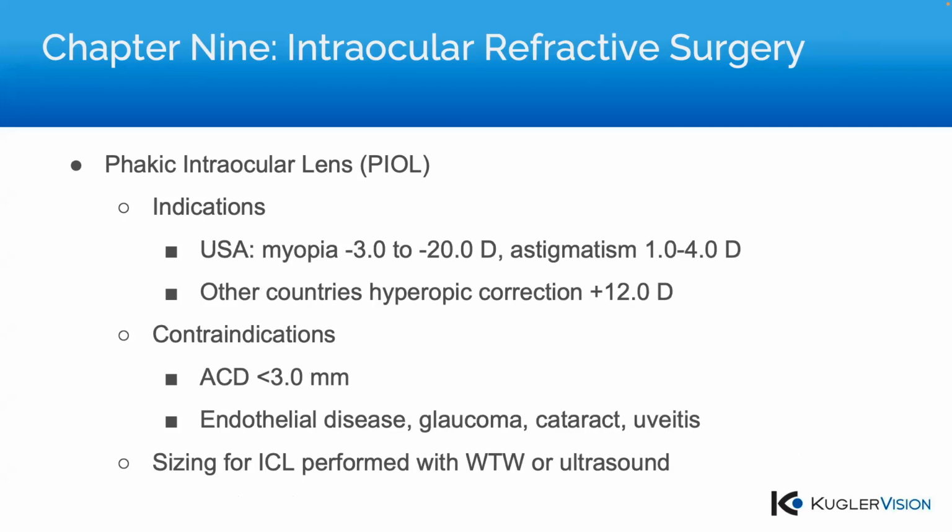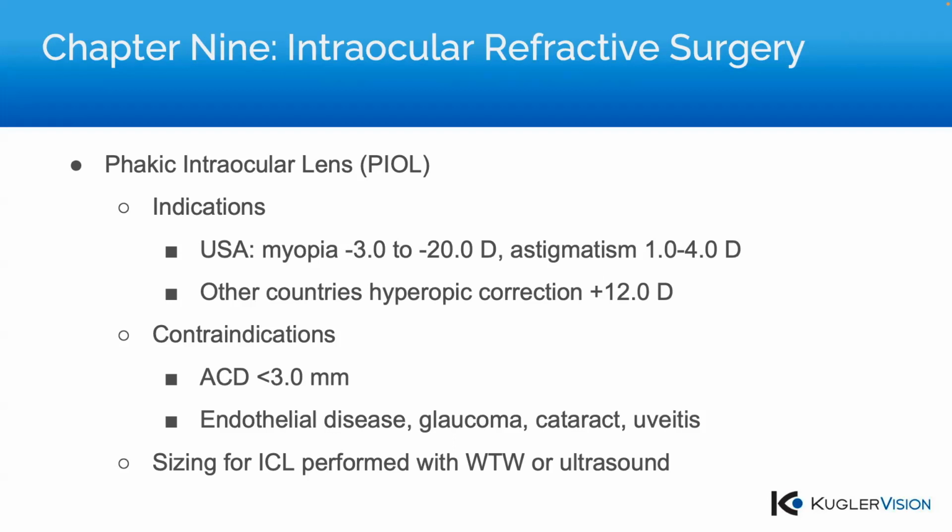So indications for these, like I talked about, myopia -3 to -20 will treat up to 4 diopters of astigmatism with a toric version of ICL. Other countries, they have hyperopic ICLs available that can treat up to 12 diopters of hyperopia. Typically, these are contraindicated in people who have an ACD less than 3 millimeters. Many surgeons actually go lower than this. We typically go down to about a 2.8 or 2.7 in certain cases if patients have very healthy endothelium. You don't want to do this if someone has endothelial disease like Fuchs or glaucoma, cataract, uveitis.